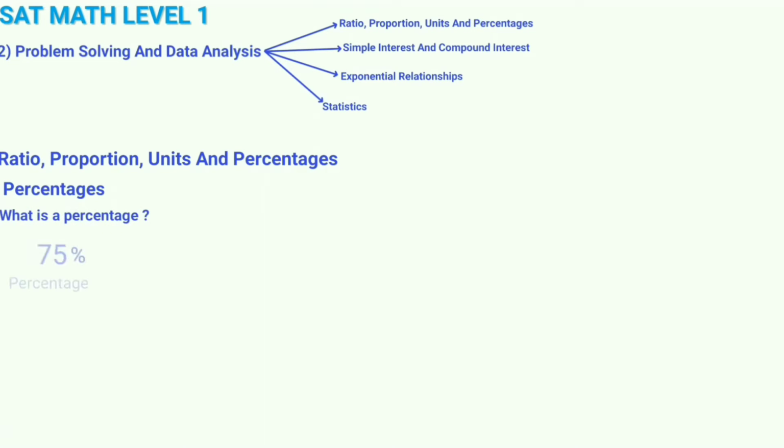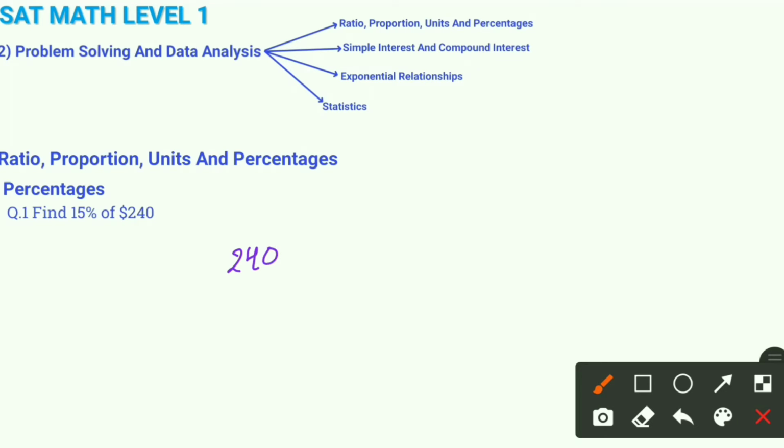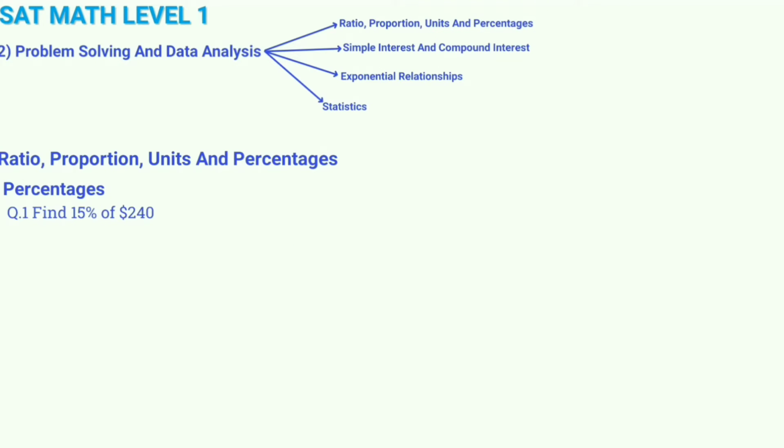Percentages. What is a percentage? 75% is 75 divided by 100, a decimal fraction. So this is what a percentage really is. Find 15% of $240. So 240 multiplied by 0.15. And if I use a calculator, it's $36. Okay, this is the answer.